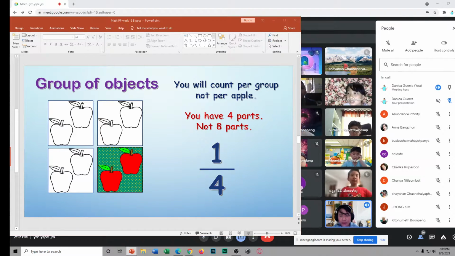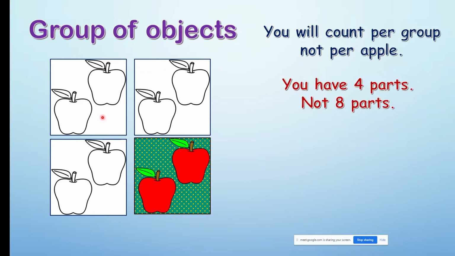Okay. Now, for the apples, you will not count per apple. It will be per group. One group has 2 apples. Do not count 2 anymore. This one is 1 because you have 1 group. You will count it as a group already: 1 group, 2, 3, and then 4. So now you have 4 parts, not 8 anymore, even though you have 8 apples.